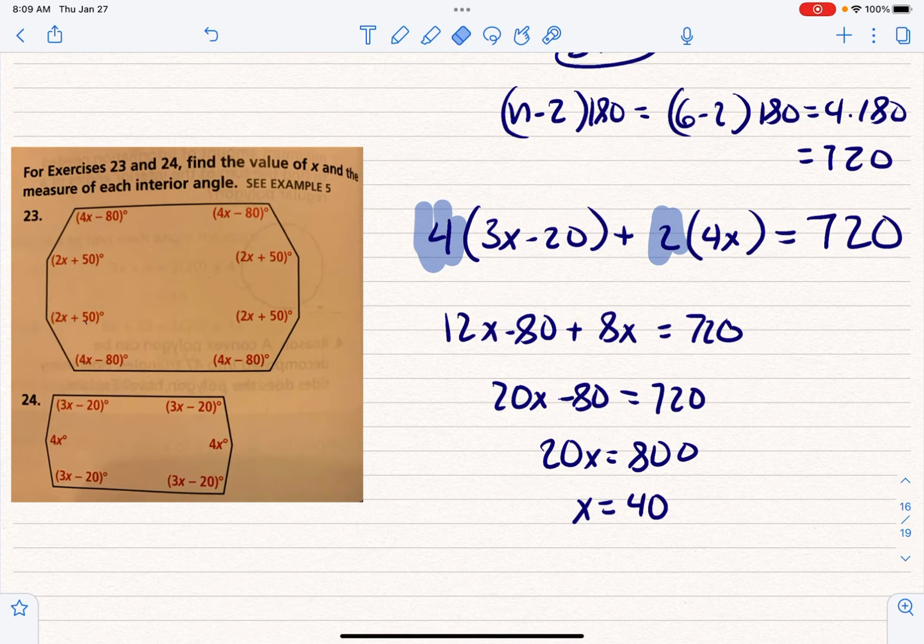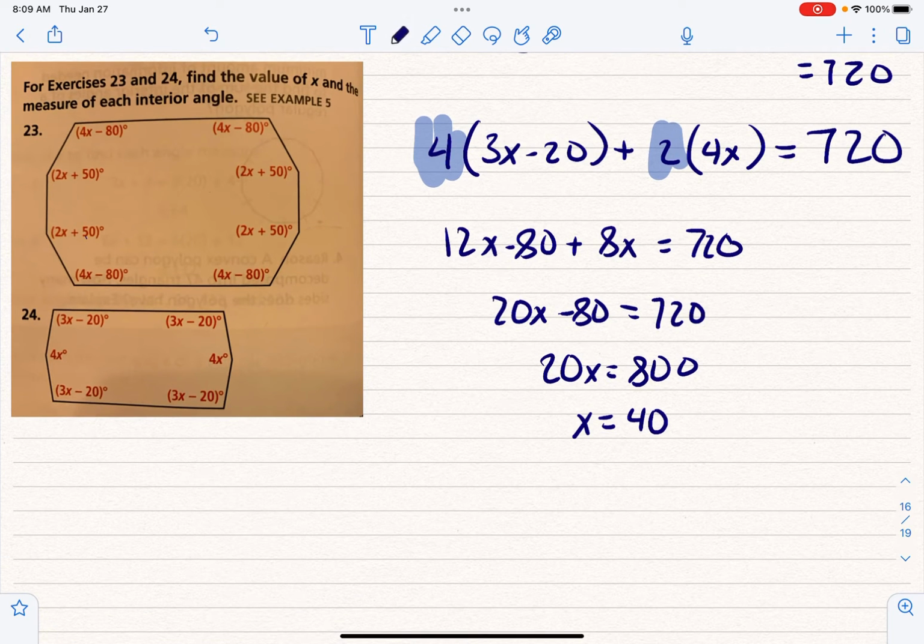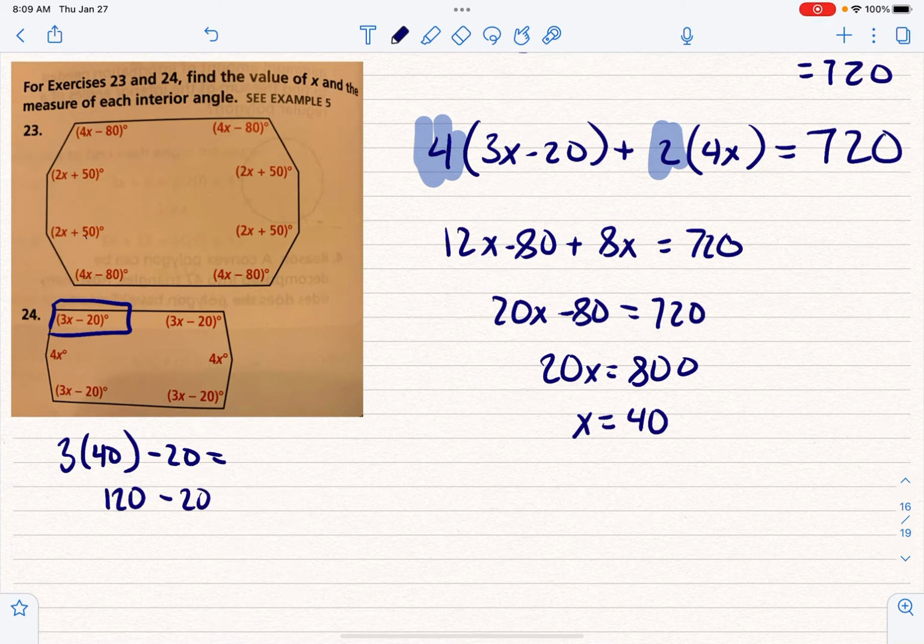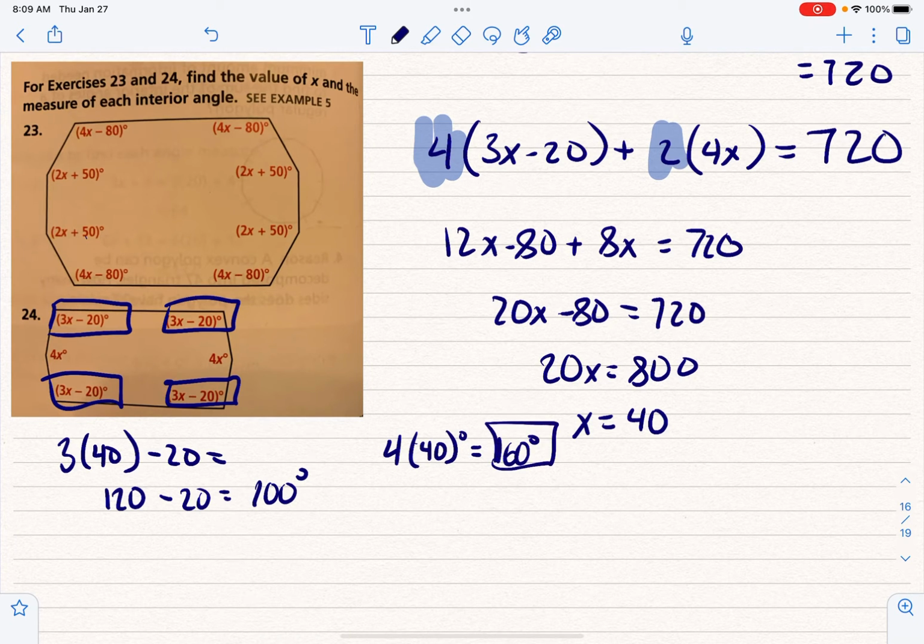Okay, and so you have 3 times 40 minus 20, and 3 times 40 is 120 minus 20, and so that's going to be 100. So 100 degrees is the measure of that angle, this one, and this one. And then you have 4x, so that's 4 times 40, which is just 160. So that's the measure of this one and this one.